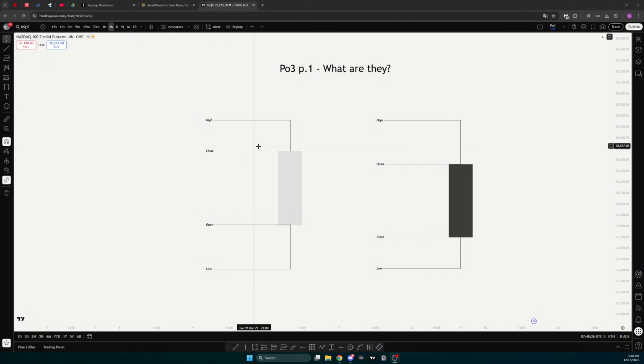So PO3s are built up the same way every time. We have either a bullish or a bearish PO3. For the bullish example, we have an open, a low, a high, and then a close. And for a bearish example, we have an open, high, low, close.